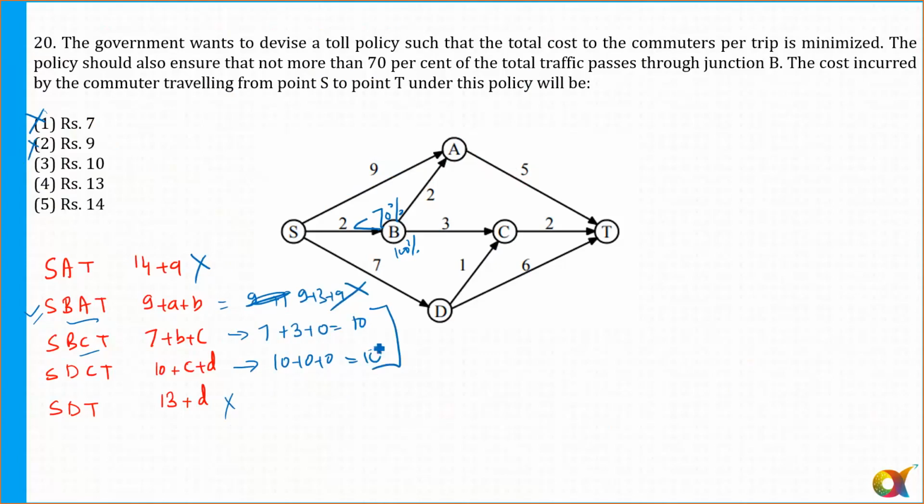There are two routes in which the price can be 10. Yes or no? One of them is SBCT and the other one is SDCT. So at node B, you can say, in this case, 50% of the traffic will pass through point B and 50% of the traffic will pass through D. And 50% is less than 70. So that is the possibility. So the answer is option number 3, which is rupees 10.